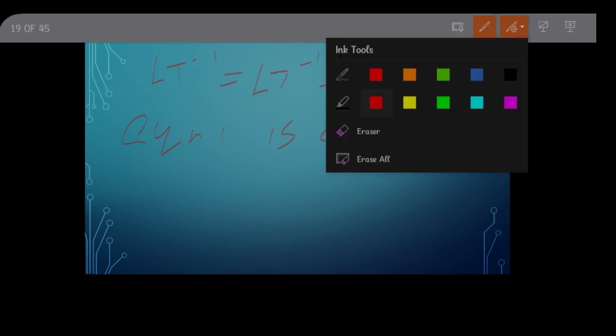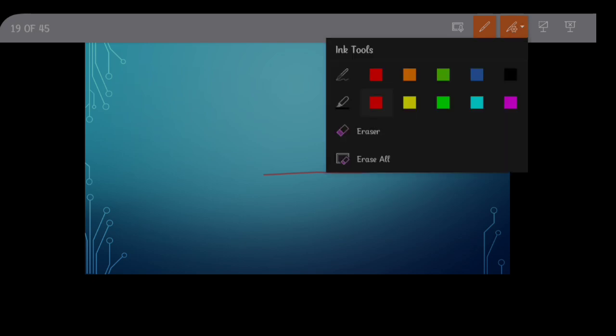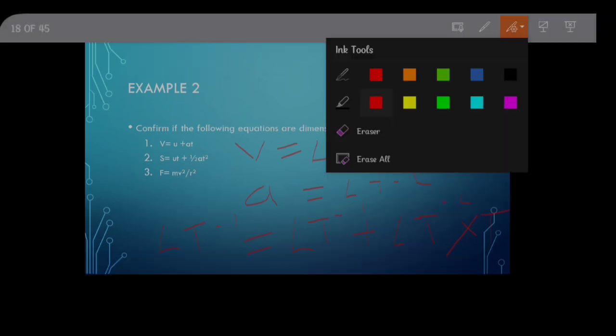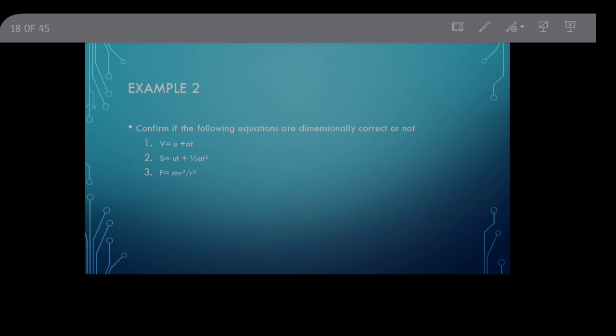Since all the dimensions are the same, therefore equation number 1 is correct. Now, let's take a look at our second equation. What is the second equation? We have S equals to UT plus 1 over 2 AT squared.